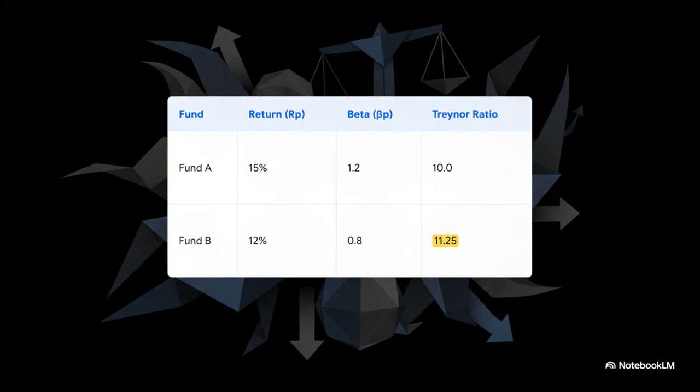Look at Fund A. Sure, it got a 15% return, but it did that by taking on a ton of market risk. Its beta was 1.2, which is pretty high. They were just riding a really big market wave. But Fund B, they got their 12% with a much lower beta of 0.8. They were playing it a lot smarter. So when we run the numbers, Fund B comes out as the clear winner. The manager for Fund B was actually the more skillful pilot, generating way more return for every single unit of market risk they took on.